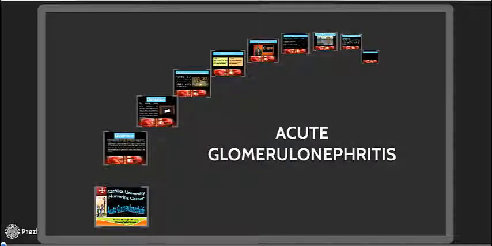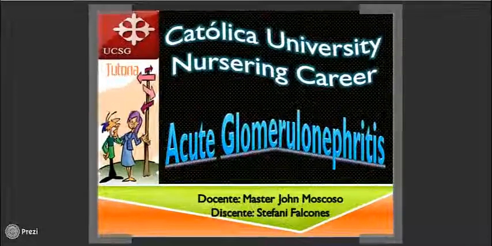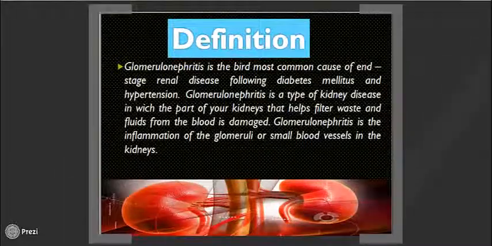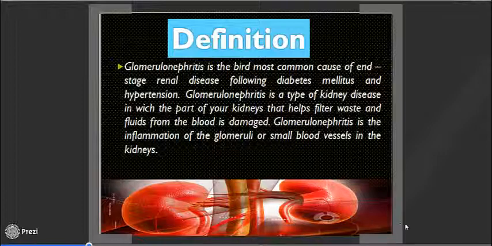Acute glomerulonephritis. Definition: glomerulonephritis is the very most common cause of end-stage renal disease following diabetes mellitus and hypertension. Glomerulonephritis is a type of kidney disease in which the part of your kidneys that helps filter waste and fluids from the blood is damaged. Glomerulonephritis is the inflammation of a glomerulus, or small blood vessel in the kidney.